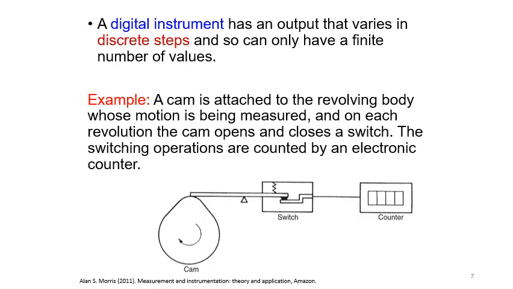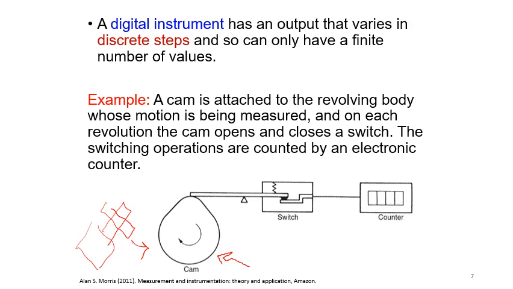In a digital instrument, the output comes in discrete steps, not continuous as before. I mean, the signal comes in discrete steps with a finite number of values. To understand it, let us look at this example. In this example, we will measure the speed of a motor with the help of a cam. Let's assume that this is the motor, this is the shaft. So here we fix a cam. This cam is this one.